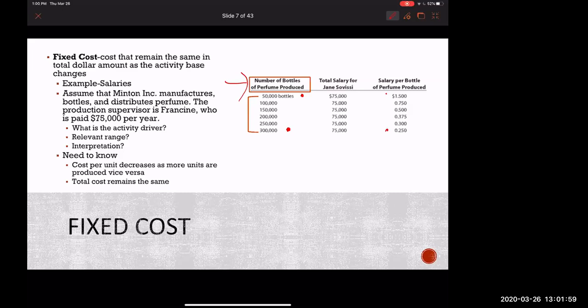So what we're saying here is when fixed cost is spread over a large number of bottles, the cost per unit starts to decrease, okay? As we produce more, the cost per unit starts to decrease. We're spreading this $75,000 in salary over more units, which results in a lower salary cost per bottle, okay? So now let's put this in some terms that we can maybe all relate to.